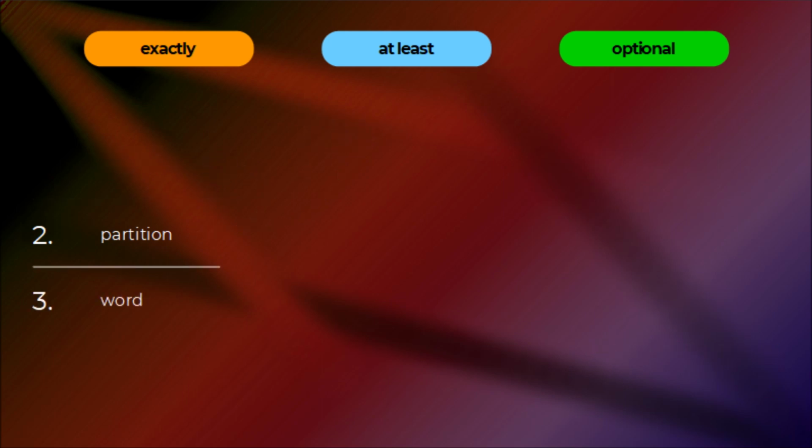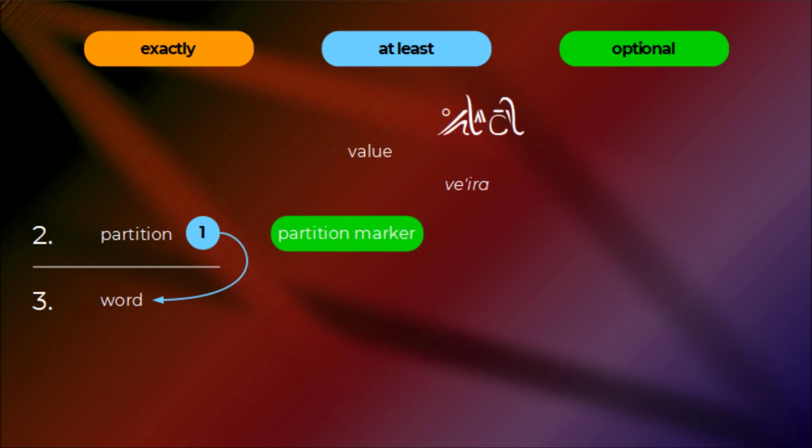Next, a word in Ælis needs to consist of at least one partition. An example of a valid word is "veira", which means value. A partition marker is optional. For example, we could prefix "m" to force the word to become an adjective-like word, like valuable.